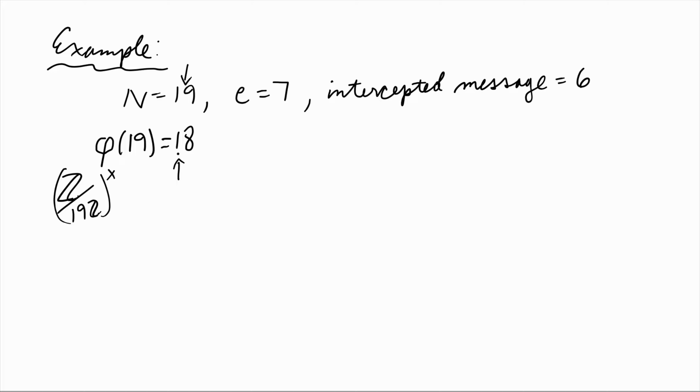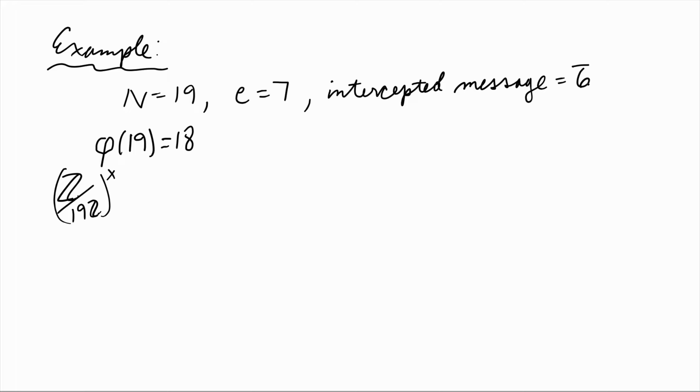Okay, so let's get started. What we want to do then is we have an encryption exponent, and we've intercepted a message. And the message we've intercepted is 6. And you can think of this as a bar if you want to, because it lives in this multiplicative group. So mod 19 is the bar here.